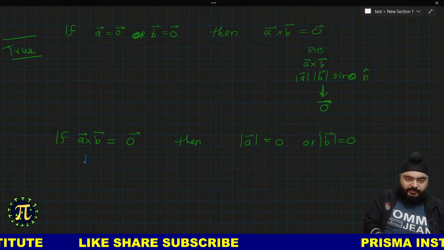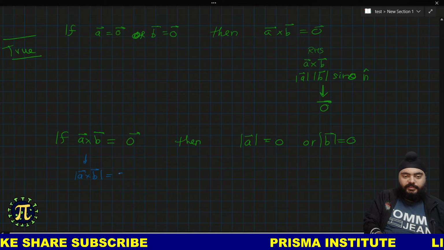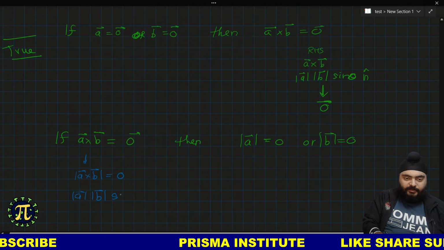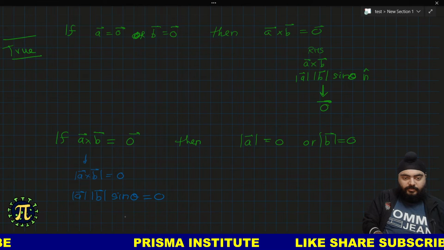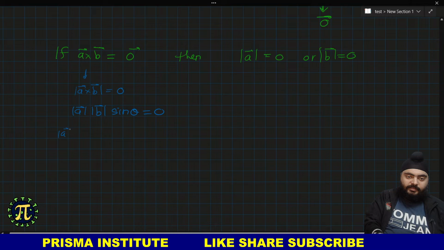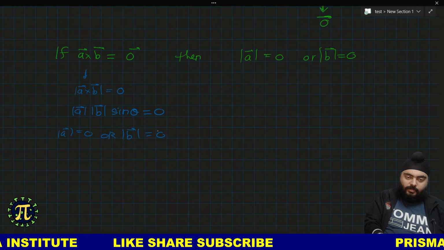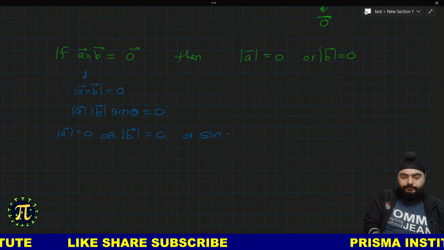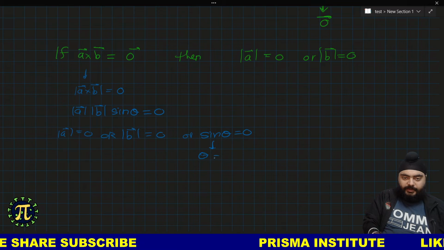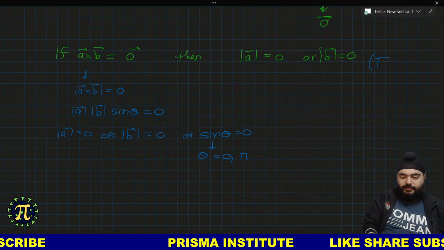So this implies magnitude of A cross B is 0. तो अगर A cross B null vector है तो this is 0, which is magnitude of A, magnitude of B, and sine of the angle between them is 0. And this does not give only two conditions, this gives three conditions, right. अभी पिछले क्वेश्चन में भी किया था, magnitude of A is 0 और magnitude of B is 0 और sine theta is 0, which implies theta can be 0 or pi.